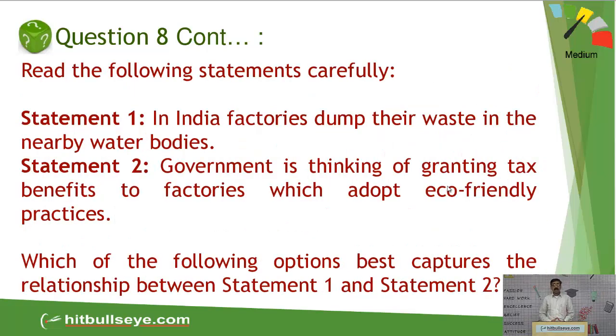Now statement 1 says in India, factories dump their waste in nearby water bodies. Now this is kind of information which should be made public and strict action should be taken against these factories. My anticipation after reading this statement. Second statement says, government is thinking of granting tax benefits to the factories which adopt eco-friendly practices or technologies. Second is that government is trying its level best to reduce the problem stated in statement number 1. So pick up the choice which would highlight these two sentiments and their implications.